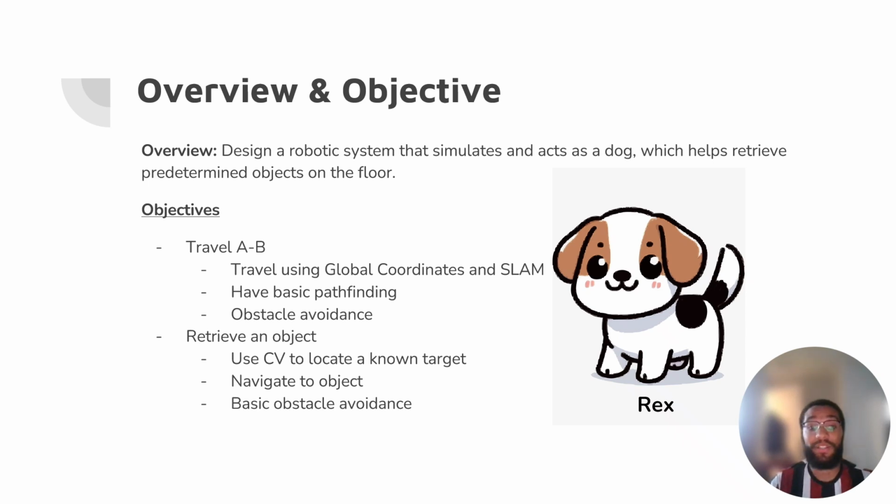Once it gets to point B, its general location, which is an assumption we make, it will be able to identify the object using HSV filters, basically camera vision. And then once it has the object, it will grab it and then bring it back. So that's the basic objective of our robot Rex, as you can see. And thank you. I'll hand it off to my colleague.